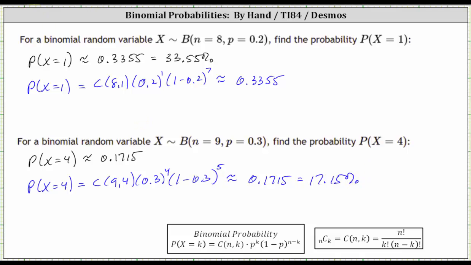Of course, that's the same here. And of course above we also have 33.55% here.